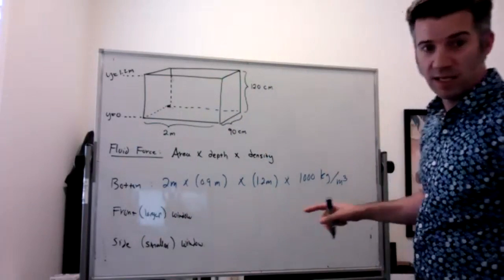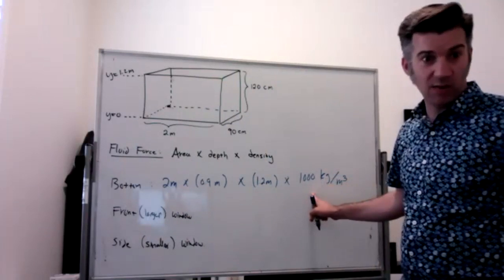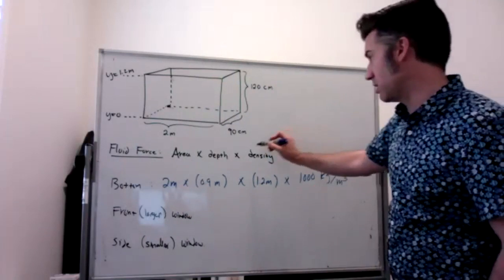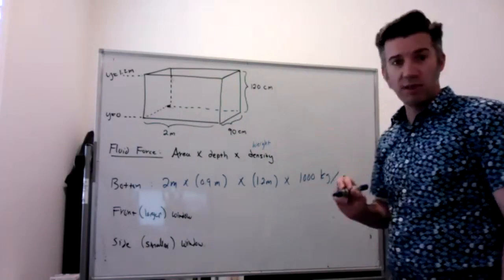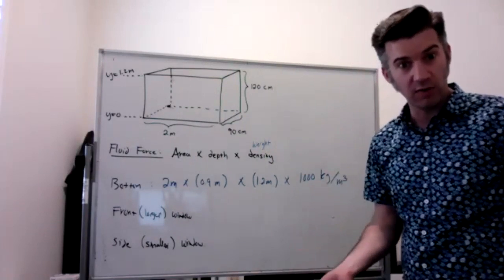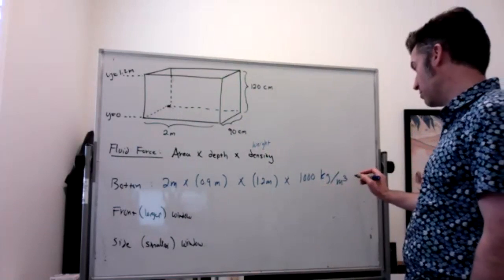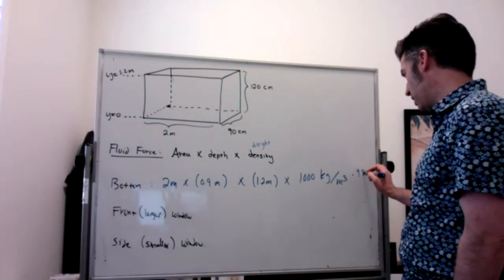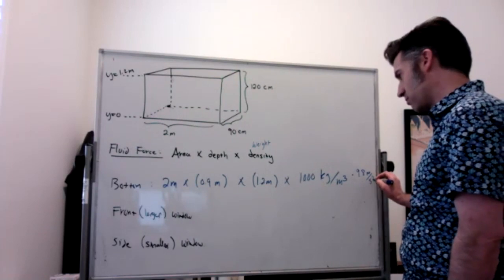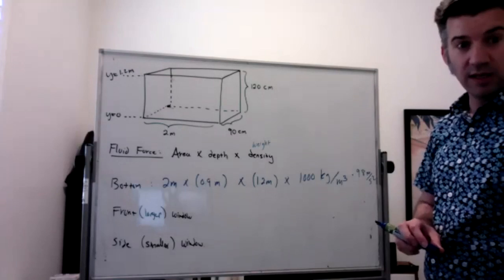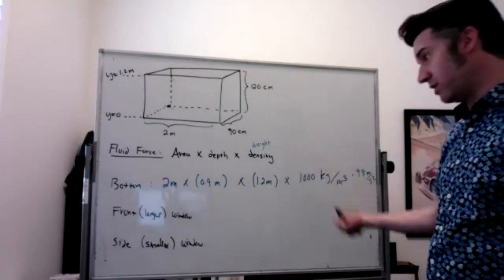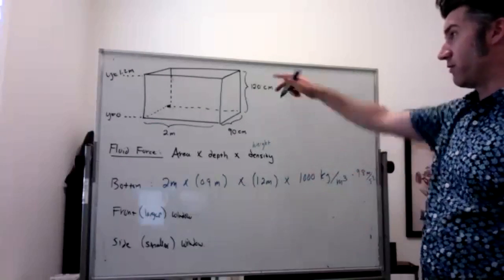Okay, but that's the mass density. And I want the weight density, right? So this should be the weight density, meaning how much weight per how much volume. This is mass per volume. I need to multiply by 9.8 meters per second squared. So that would be the fluid force due to pressure for this particular problem, for the bottom.